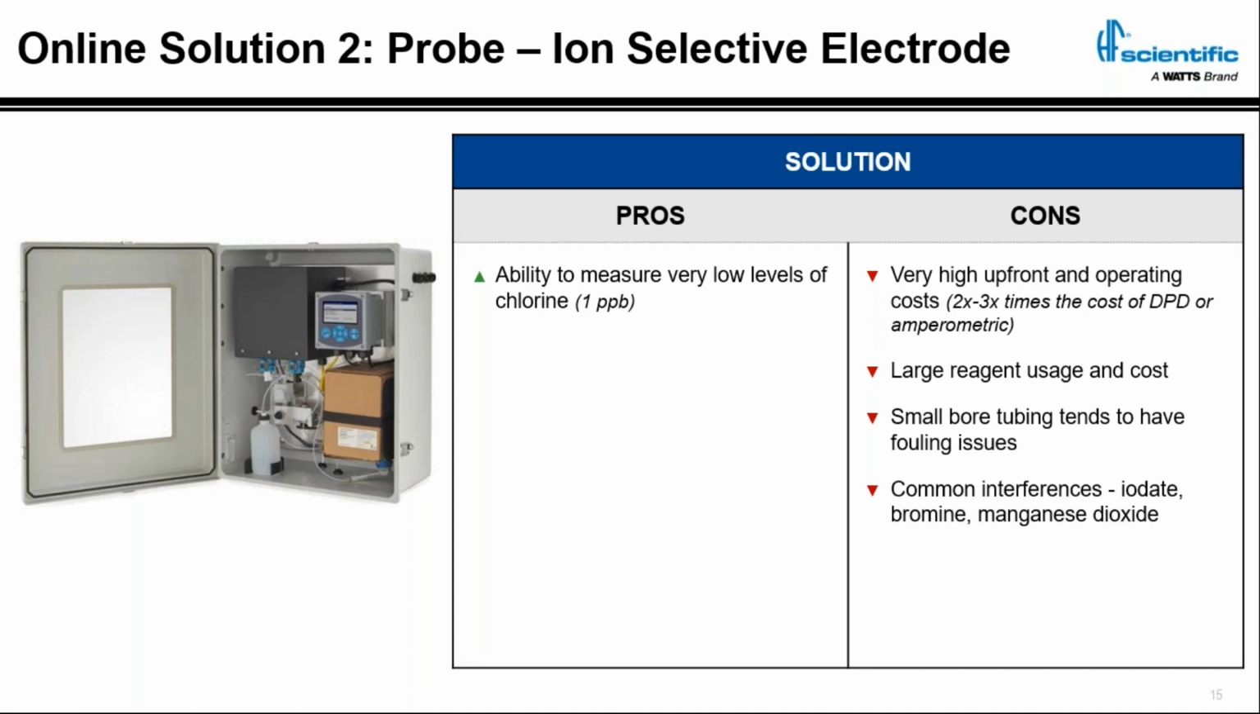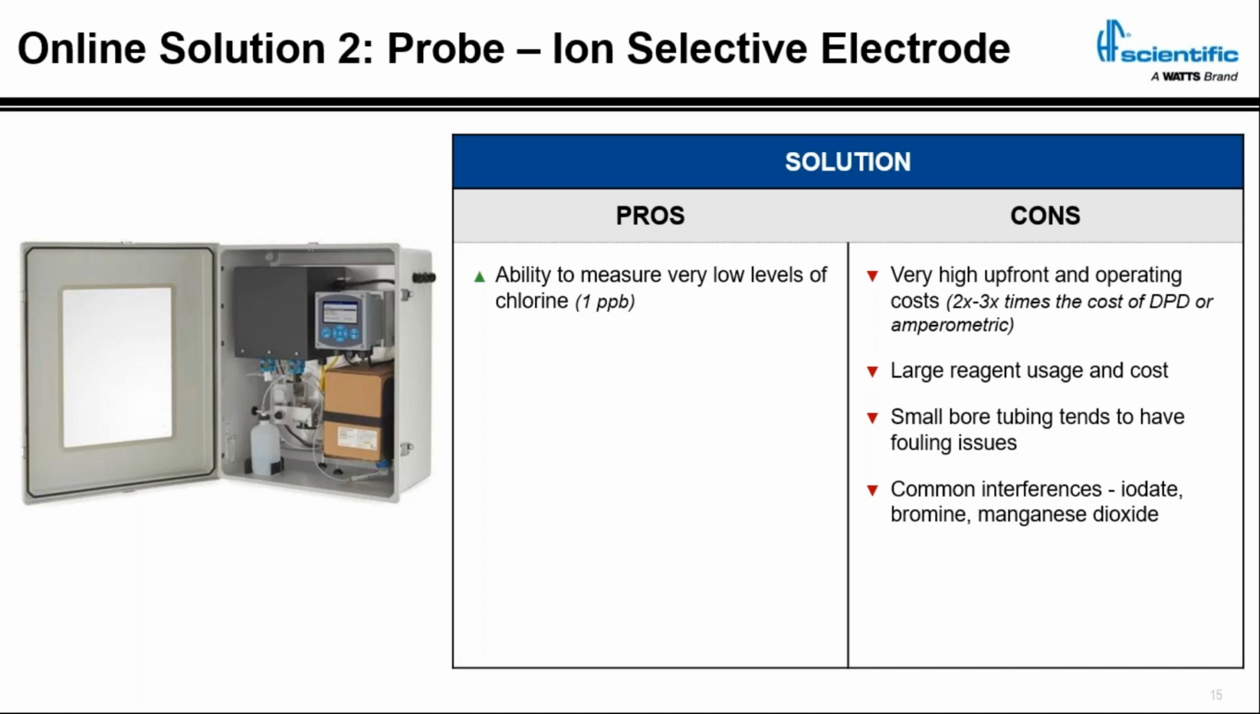The second online solution I want to discuss is one that's probably a little lesser known. It's fairly new back on the market. And the big benefit to it, it's using the ion selective electrode, the same one that we discussed in the laboratory, is it has the ability to measure very low levels of chlorine. The big detriments to it is it's very expensive, both in upfront cost and operational cost, but it's very accurate. And this is typically only used in applications where very low levels must be measured.